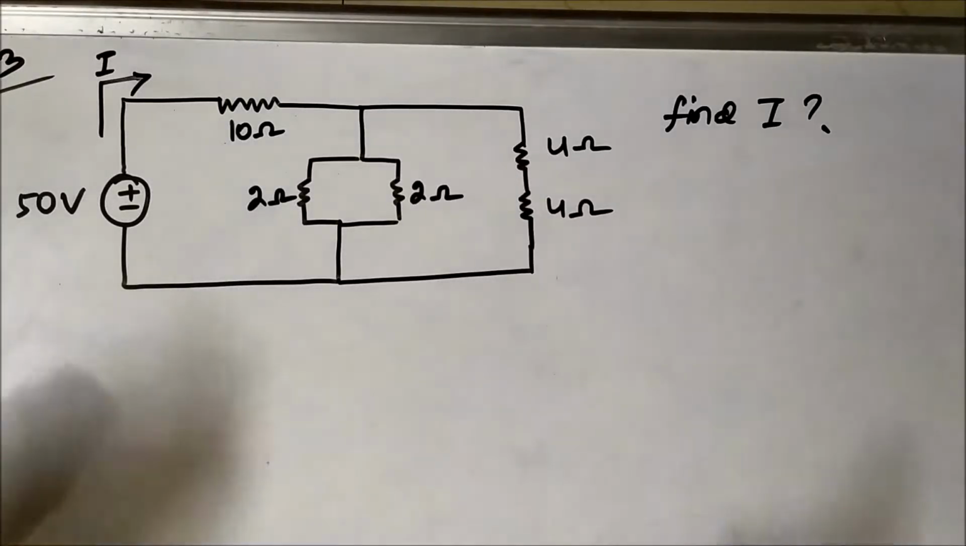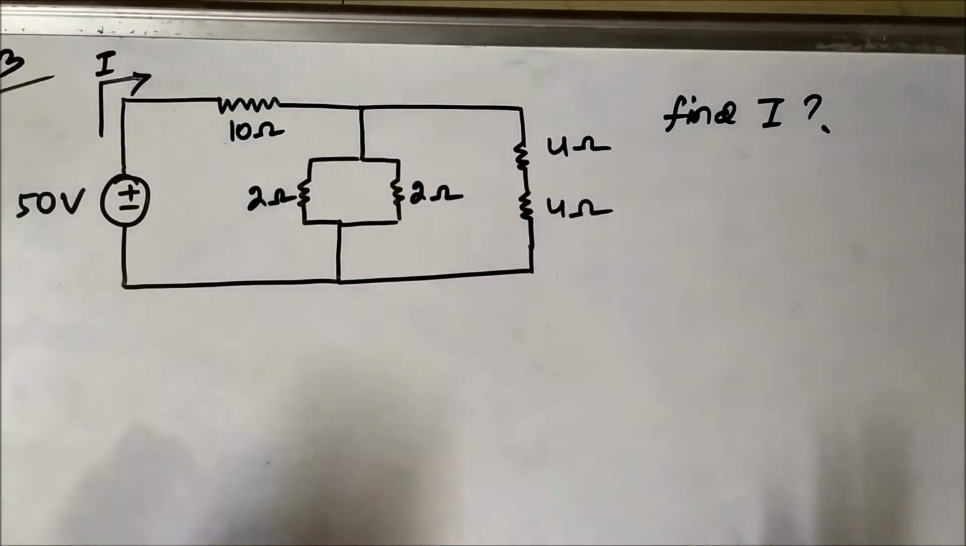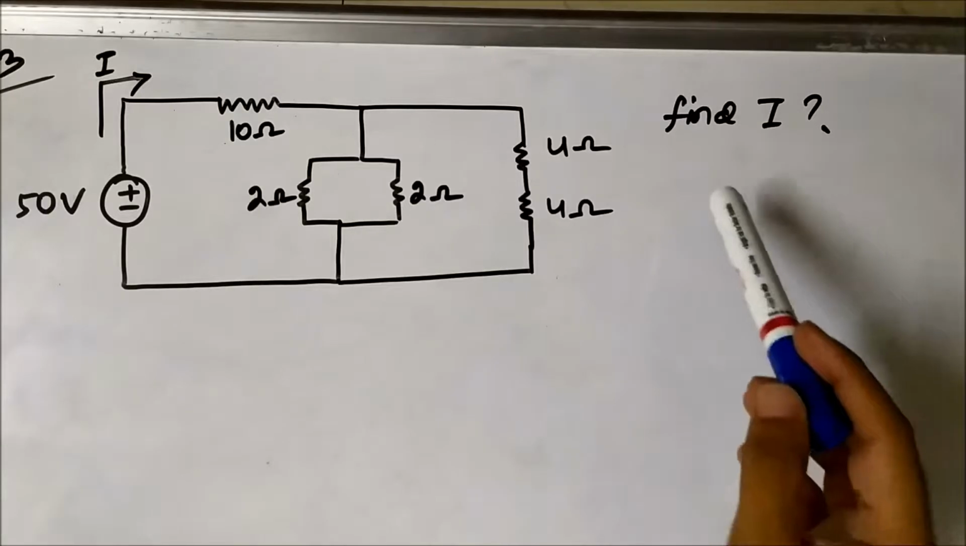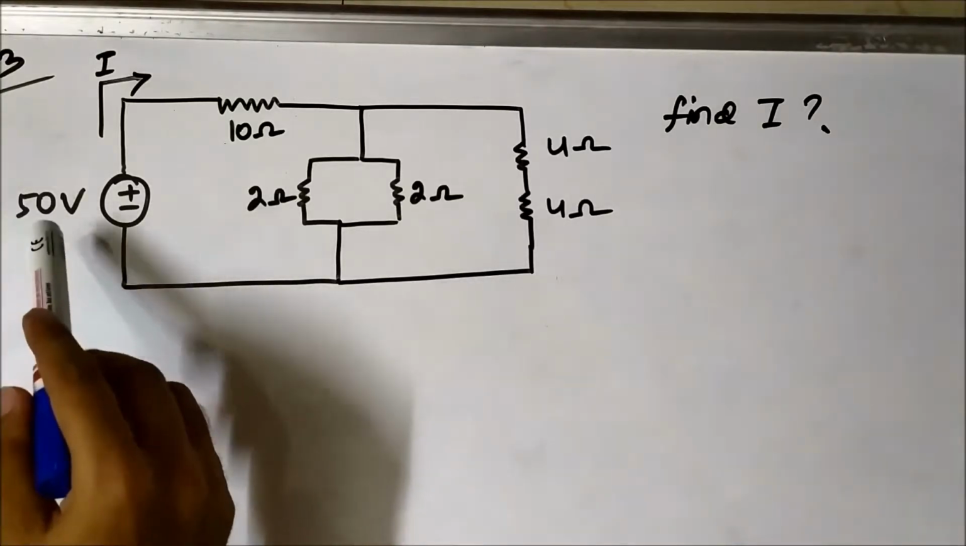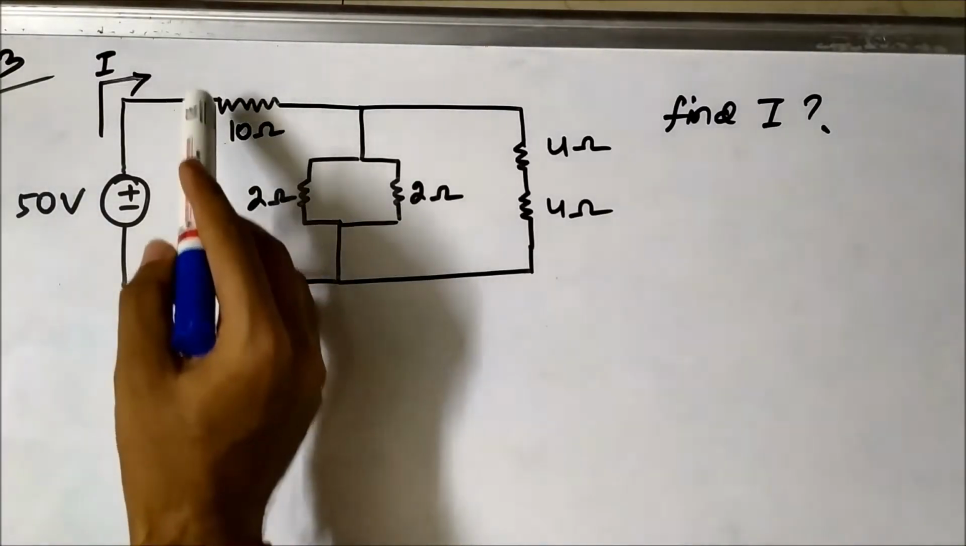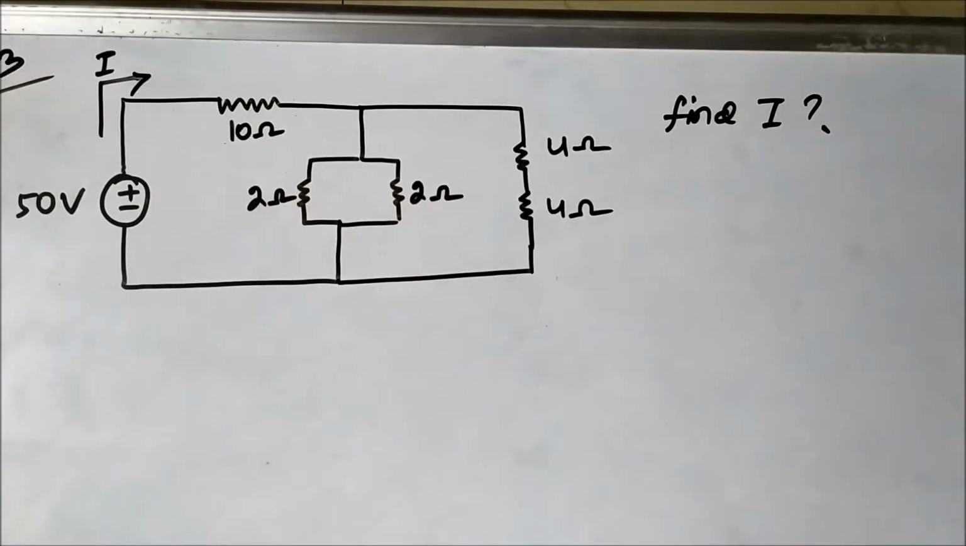So this is the third question that we are taking. It is also related to equivalent resistance, but here the question is asked in a different way. Here we have to calculate the total circuit current I. We have a 50 volt DC voltage source which is connected across this resistance combination, and we have to find out the total circuit current I.